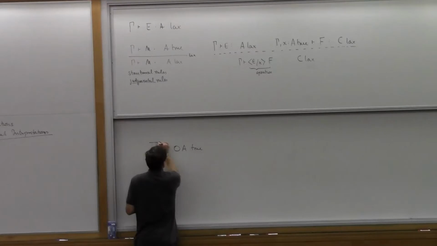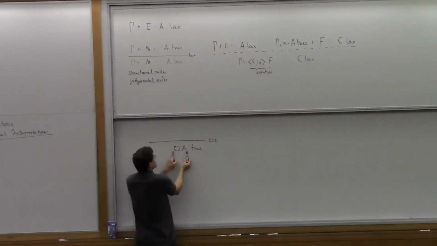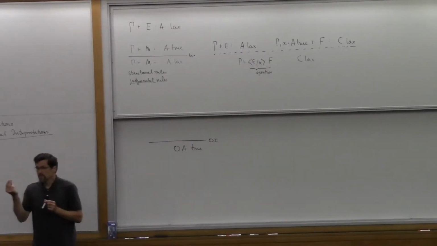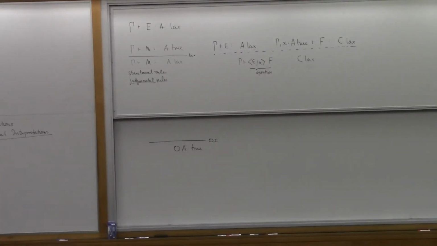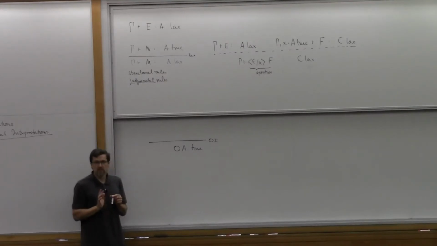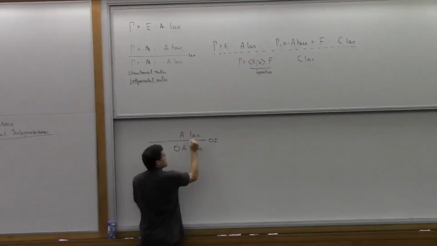So I'm going to fill in the rest. What is the introduction rule for that? Notice that this is now a proposition. A lax was a judgment about propositions. Can anybody guess what that is? What's the introduction rule? When is circle A true? If A is true, certainly that's valid, but that's too strong, it requires too much. We only require that A is lax.